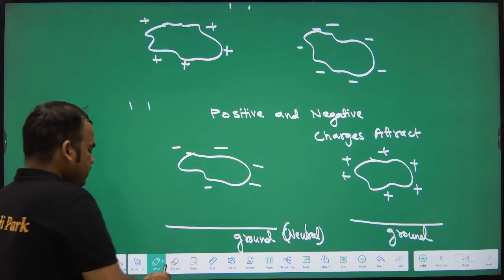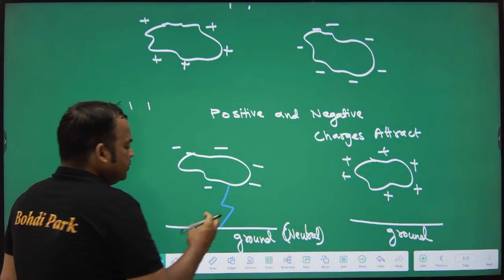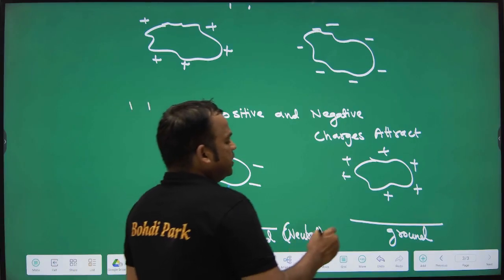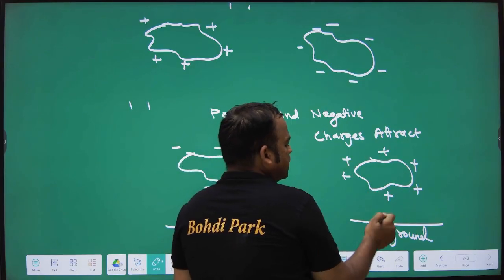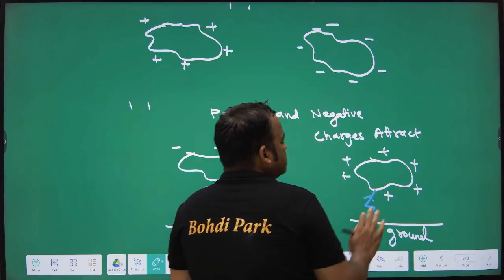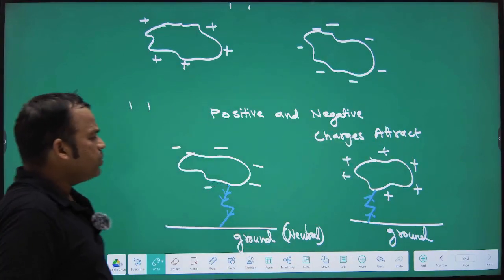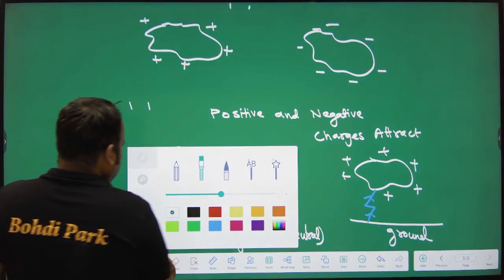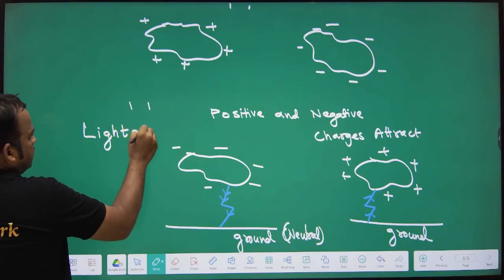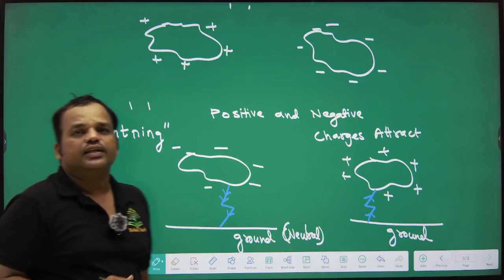So what happens, the electrons are transferred to the ground. But when a positively charged object is attracted to the ground, then the electrons are transferred from the ground to the positively charged cloud. This phenomenon is known as lightning.